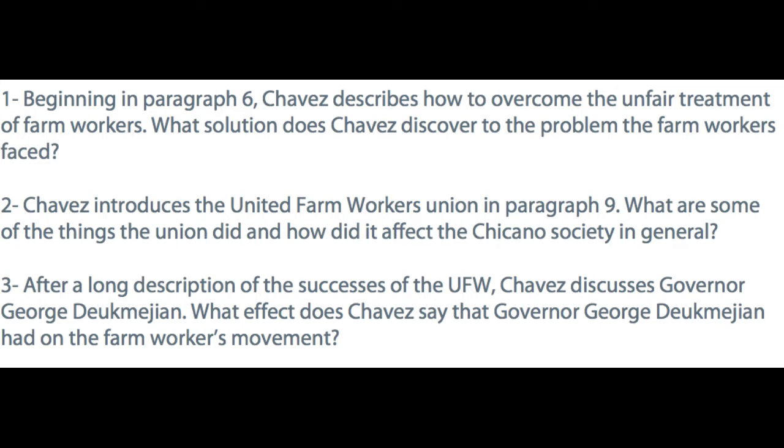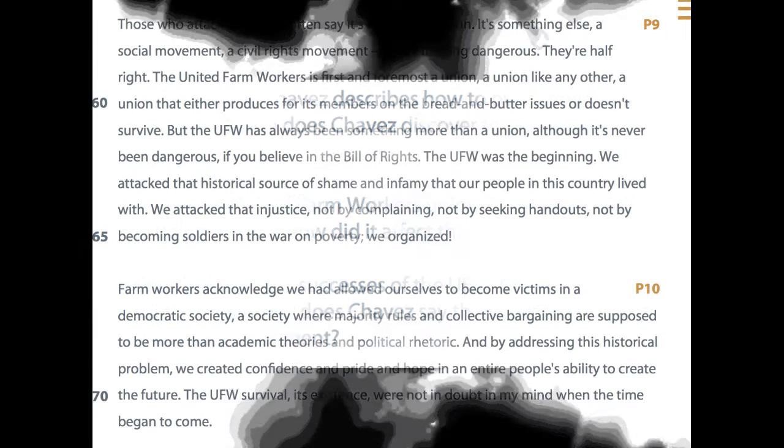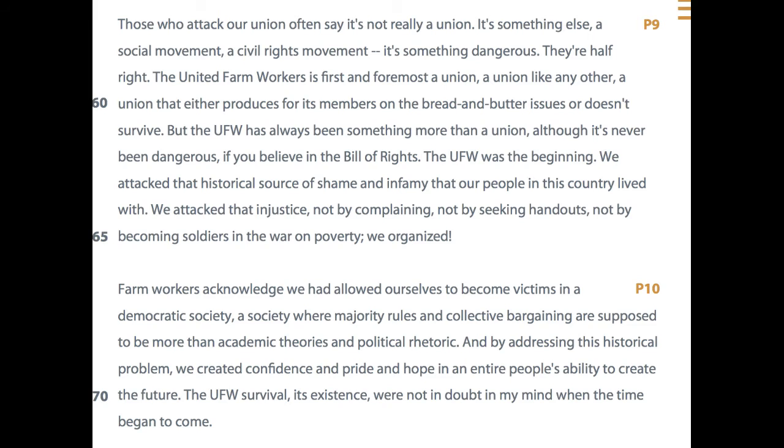So the way to answer these questions best is to go back and look at those paragraphs that we went over, and then use the evidence that you gain from the actual text itself, and then use it to support your answer to the questions. So the way I would answer the first question is I would say organization was the main concept used to kind of solve the problem faced by the farm workers. Constantly throughout the text, you can see that the word organization makes frequent appearances.